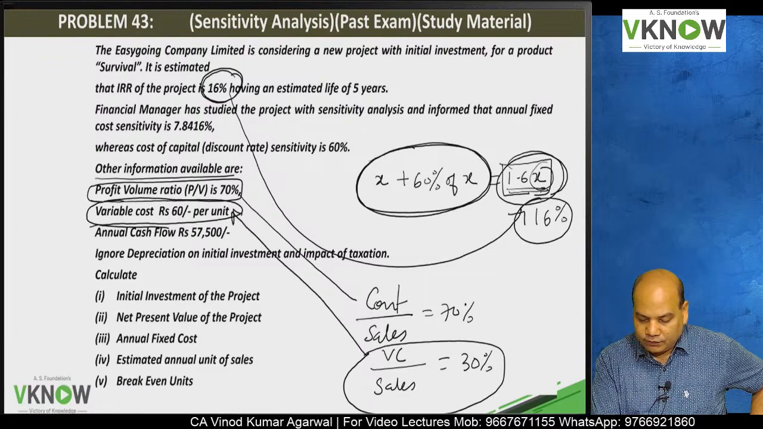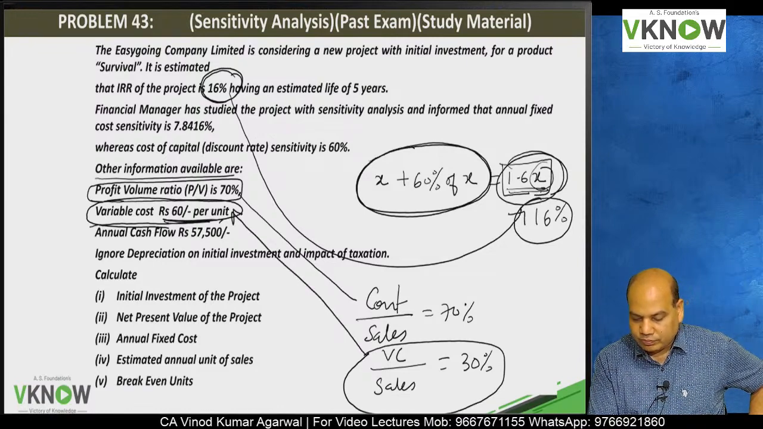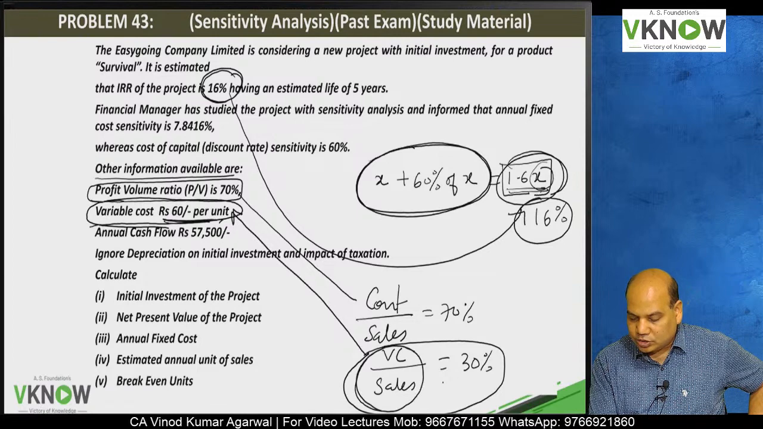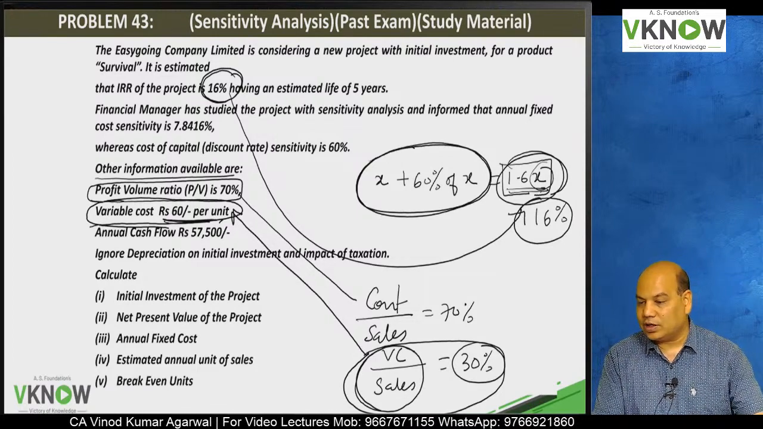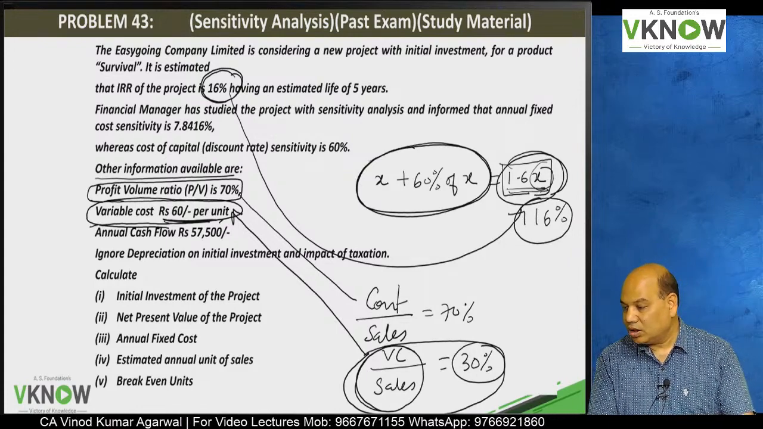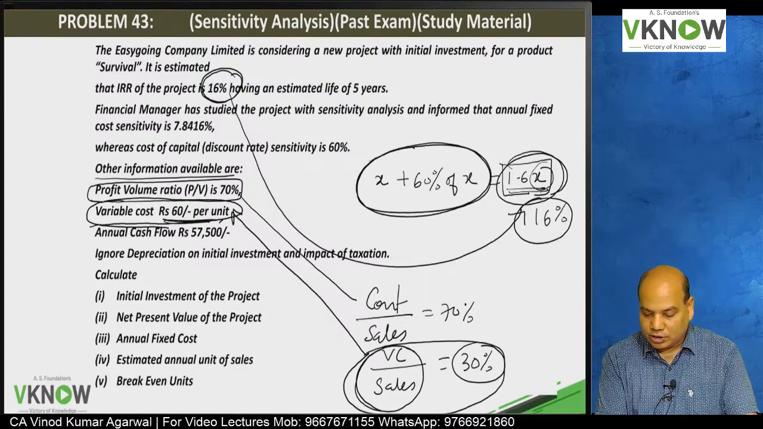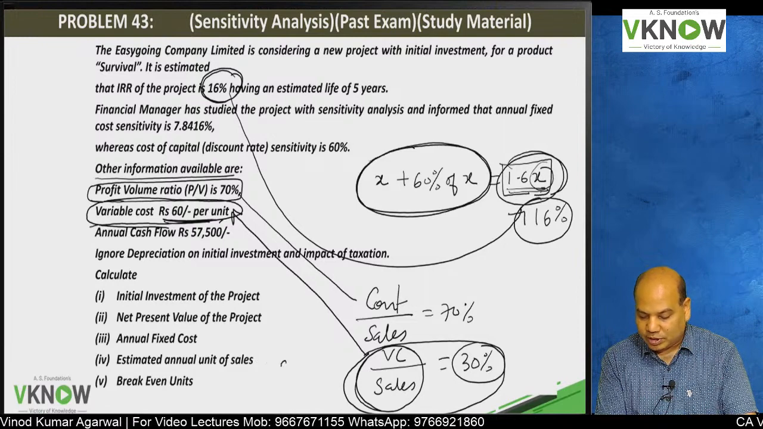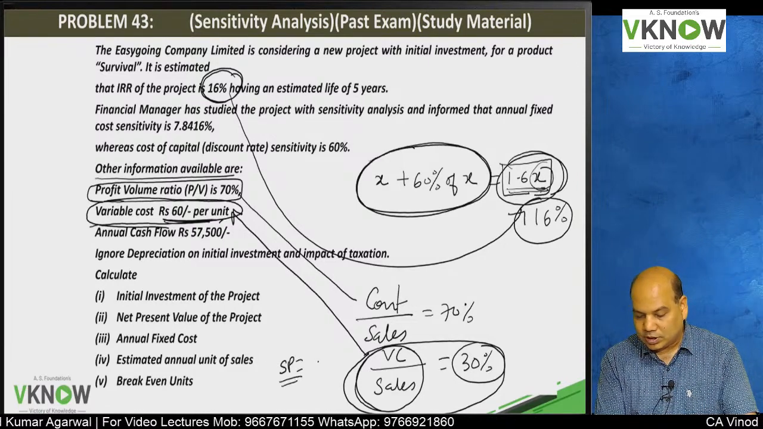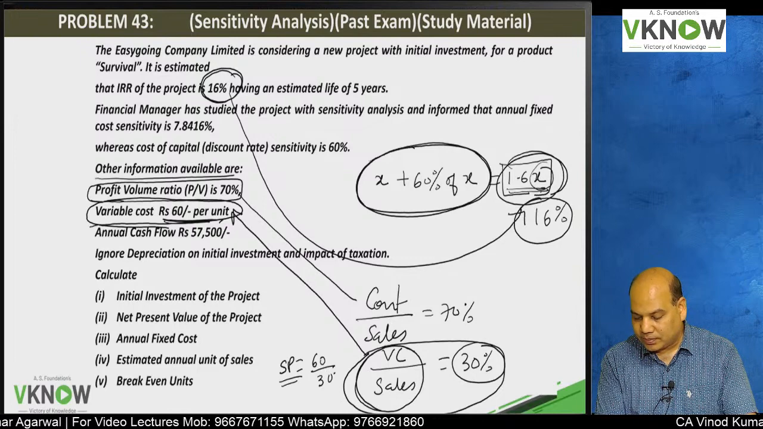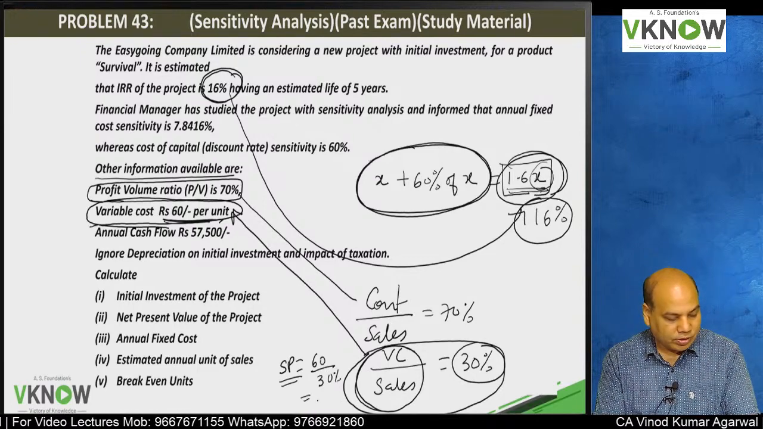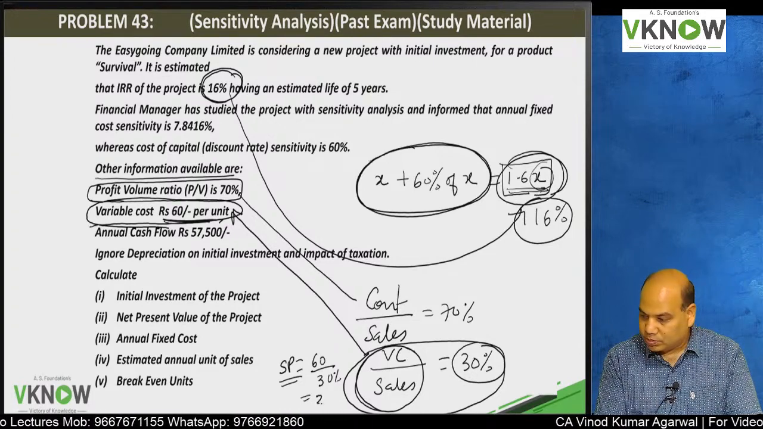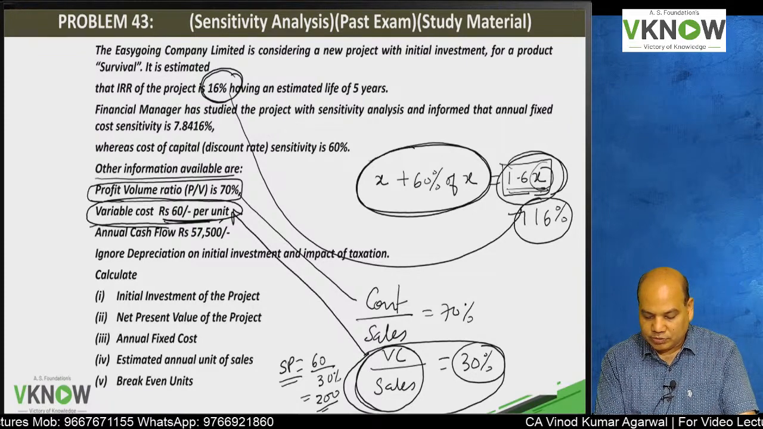Now tell me, if variable cost is 60 rupees and variable cost to sales ratio is 30%, can you not find out the selling price? Can you reply please? What will be the selling price? 60 divided by 30%. The selling price will be 200 rupees. Very good. Selling price will be 200.